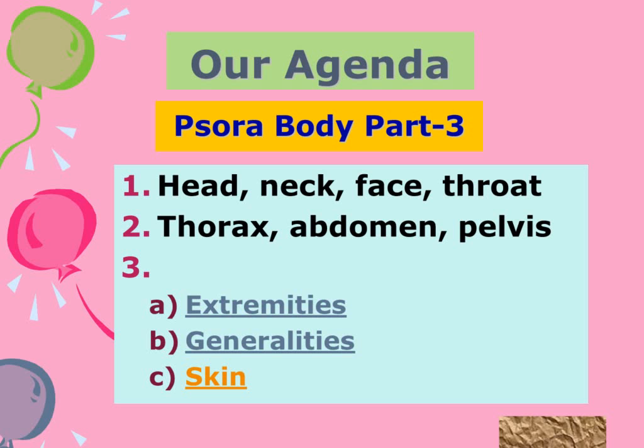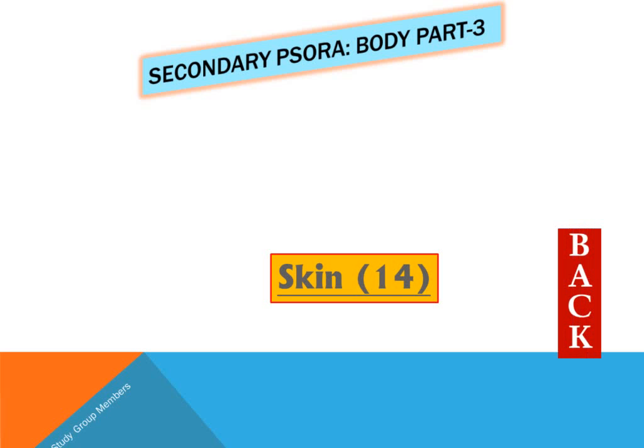Then last here is skin. Now skin is normally associated with psora, but Hahnemann has cared to describe many types of skin conditions here of his days. Let us see that.